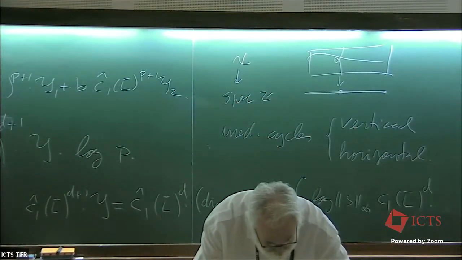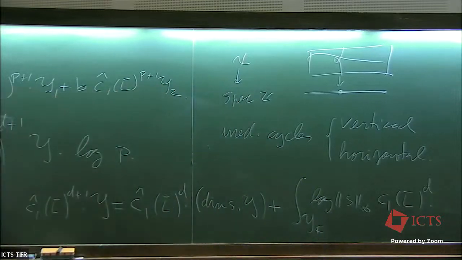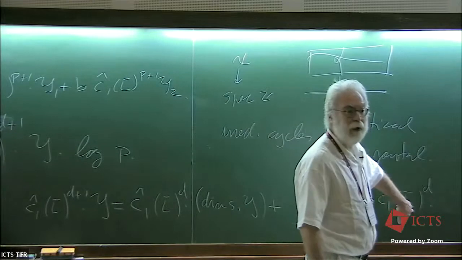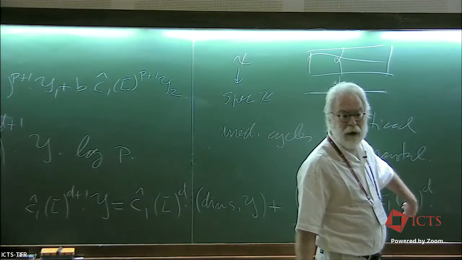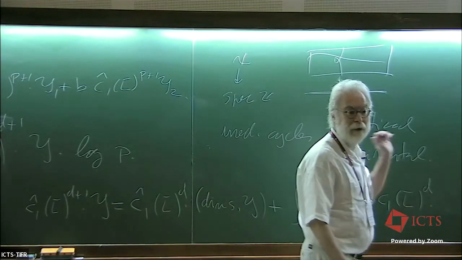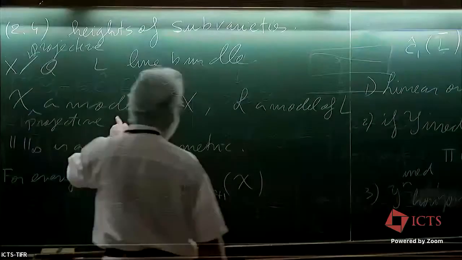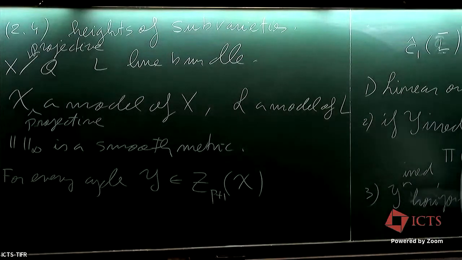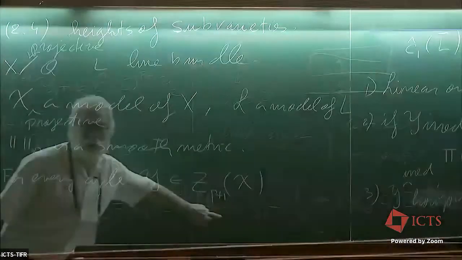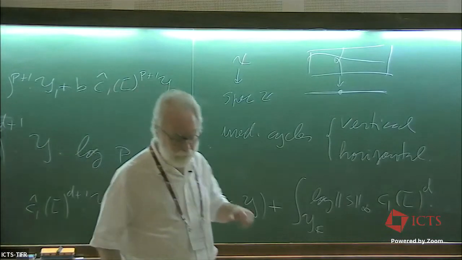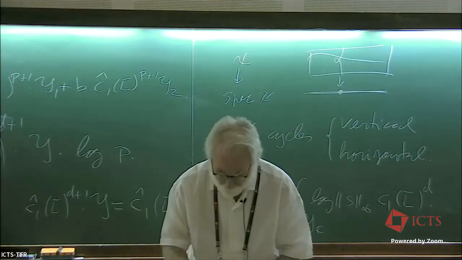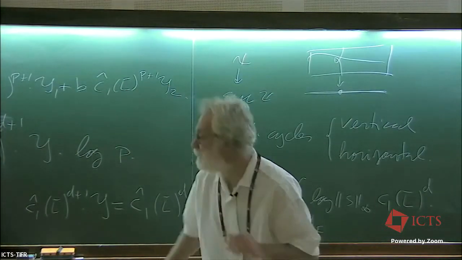But this works because I have used that this is a smooth metric. Since this is a smooth metric, I know that this C1 of L bar is just a differential form. Then I can take the product of the differential form and integrate. I have used the fact that I am in a global model just to be able to define this intersection product and make this inductive process, okay? Now, what happens in the case of admissible line bundles?